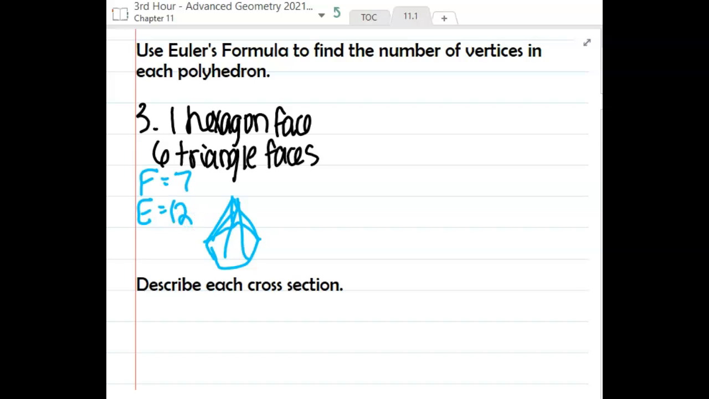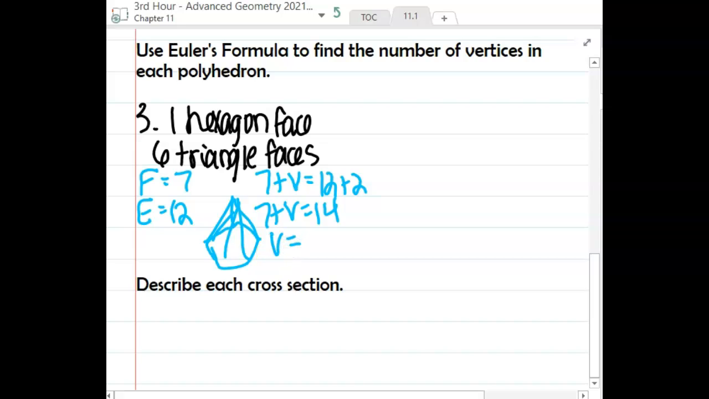So we'll do the same thing we did above. To use Euler's formula, you take F plus V equals E plus 2, so 7 plus V equals 12 plus 2, which is 14. So we have 7 plus V equals 14. How many vertices would we have? 7. If we think through and make sure it makes sense, how many vertices would be around the bottom? Yeah, there'd be 6 points around the bottom, but where's that 7th one? At the top. At the top, very good.